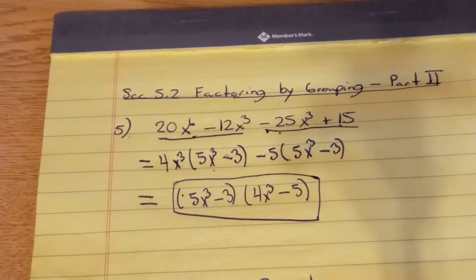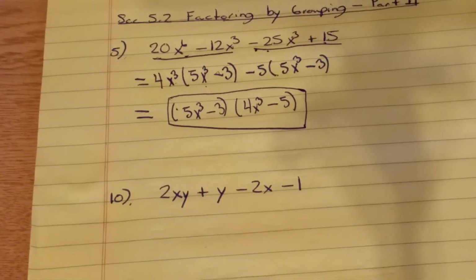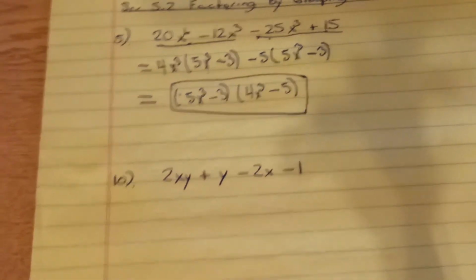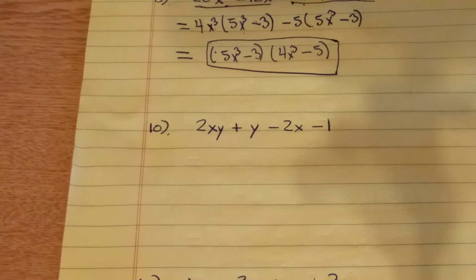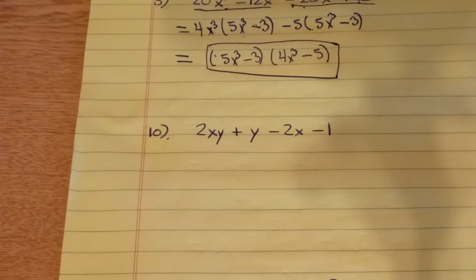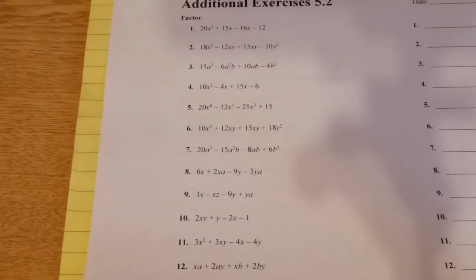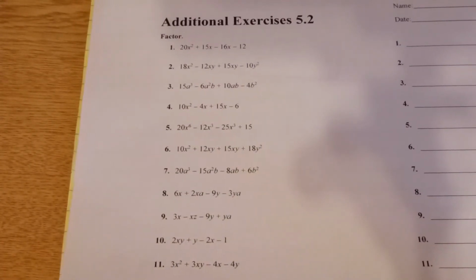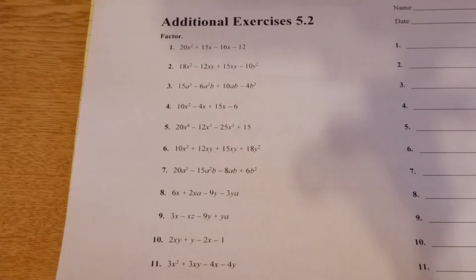All right, our next example, number 10. And once again, this comes from your additional exercises. So if you're wondering where these problems are coming from, they're coming from section 5.2 additional exercises. So once again, if you haven't printed them out or saved them, right now it should be a good thing to go ahead and do that first.